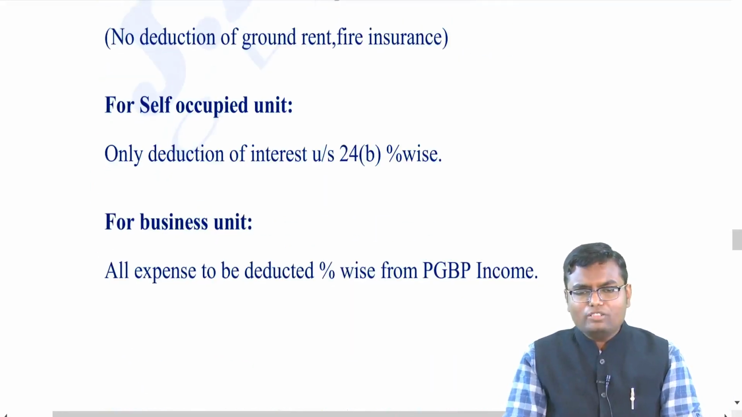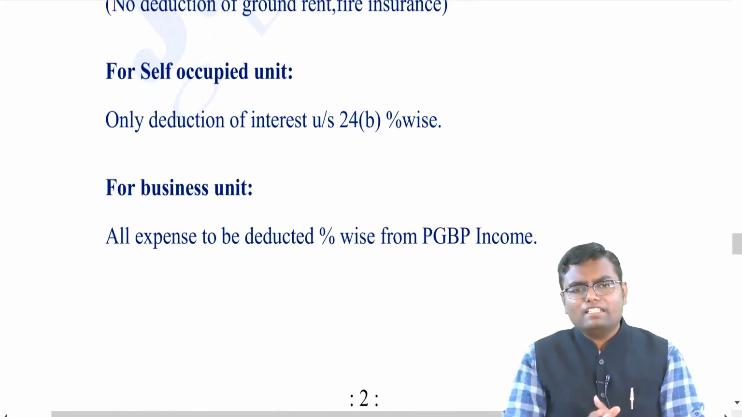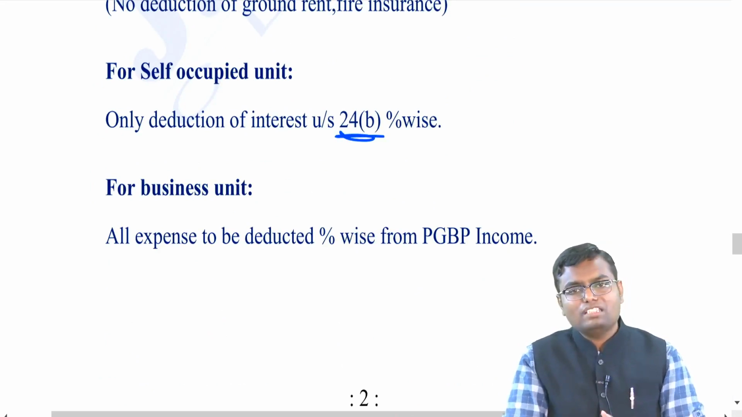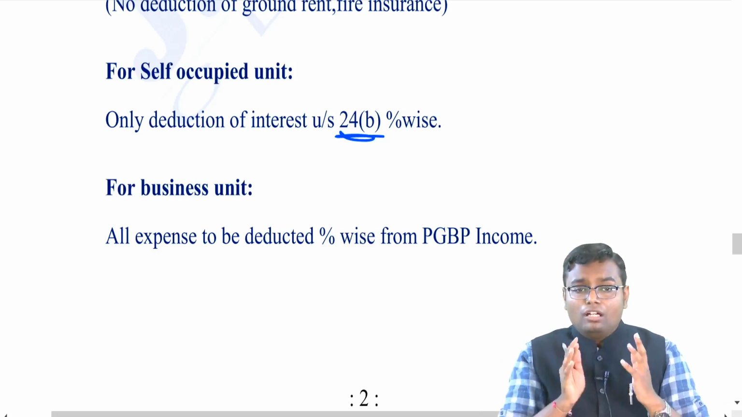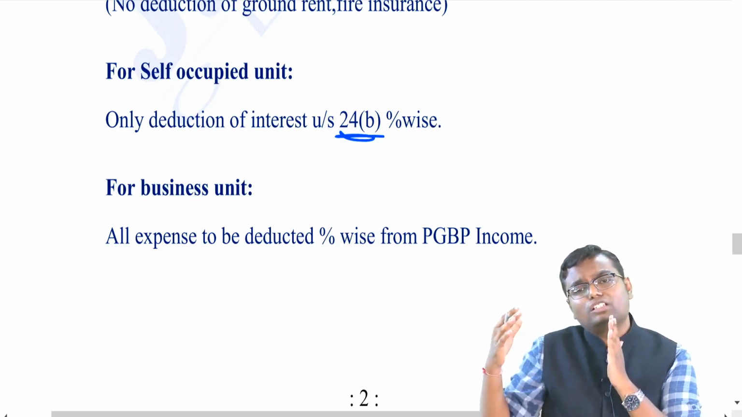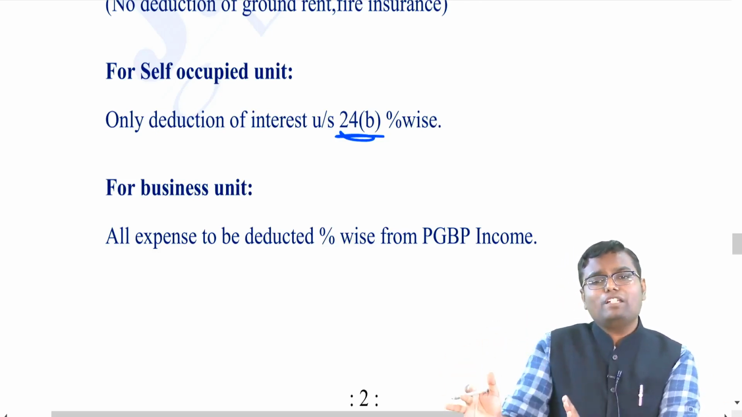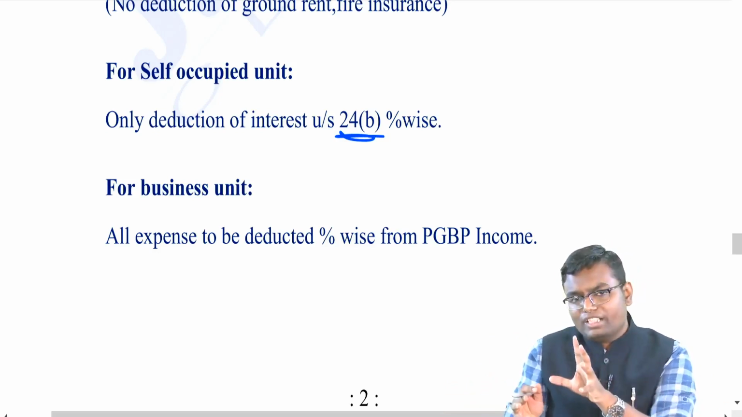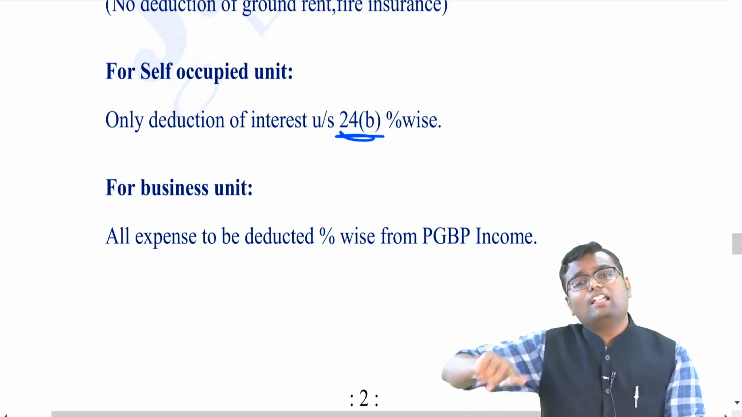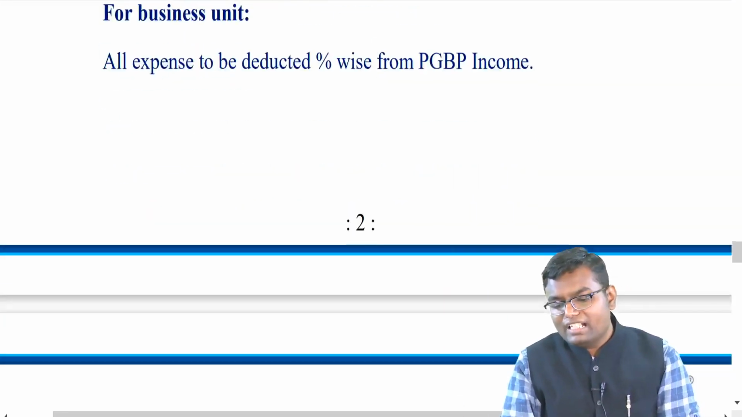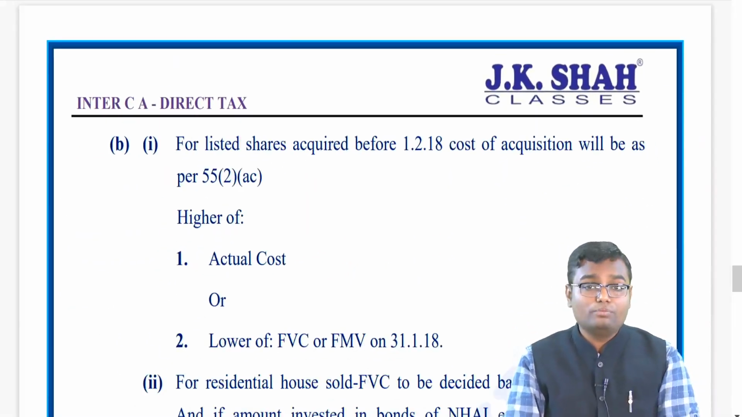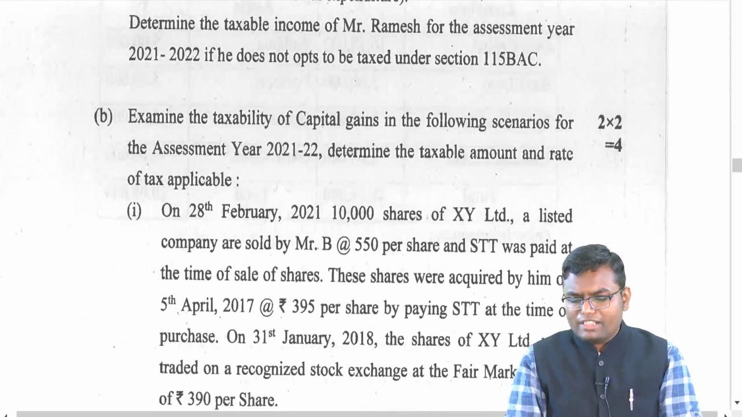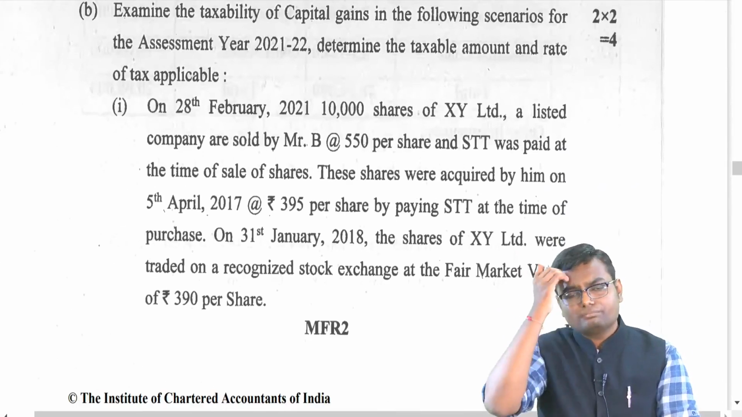For the self-occupied unit, you can understand net annual value will become 0 and you will get only the deduction of interest on borrowed capital under section 24 clause B, that too percentage-wise. Whatever percentage belongs to the business is not to be called house property, but any expense related to that business unit, percentage-wise, will be allowed under the head PGBP and will be deducted from your business income. I hope you understood.